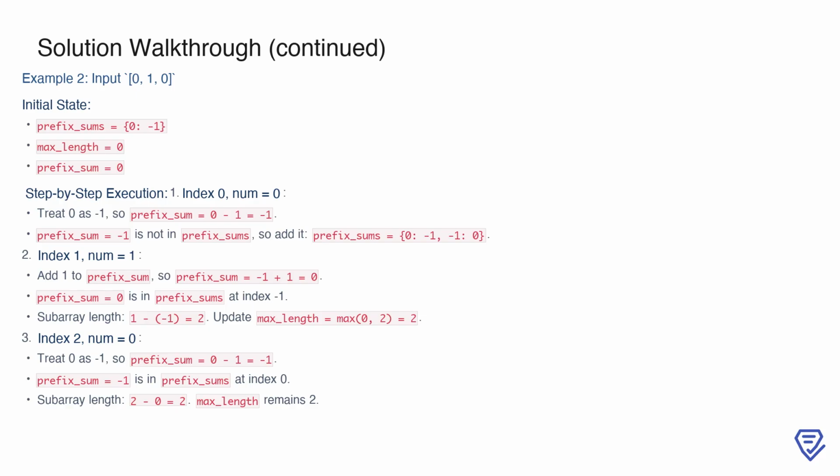At index 1, the number is 1, so we add 1 to prefix_sum, making it -1 plus 1 equals 0. Here, 0 is already in prefix_sums at index -1. The subarray length is 1 - (-1) equals 2, and updating max_length gives max_length equals 2. At index 2, the number is 0, treated as -1, so prefix_sum equals 0 + (-1), which is -1. This time, -1 is already in prefix_sums at index 0. The subarray length is 2 - 0 equals 2, and max_length remains 2. The final output for this example is also 2.